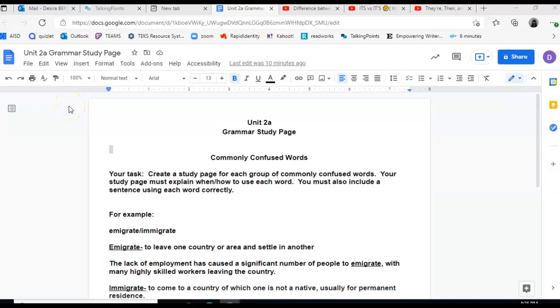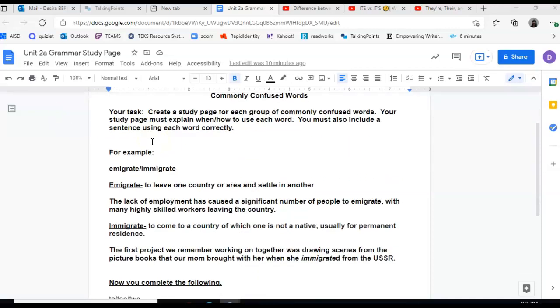Your current task is to create a study page for each group of commonly confused words. Your study page must explain when and how to use each word. You must also include a sentence using each word correctly. So for example, emigrate and immigrate. They sound alike, but they're spelled differently.